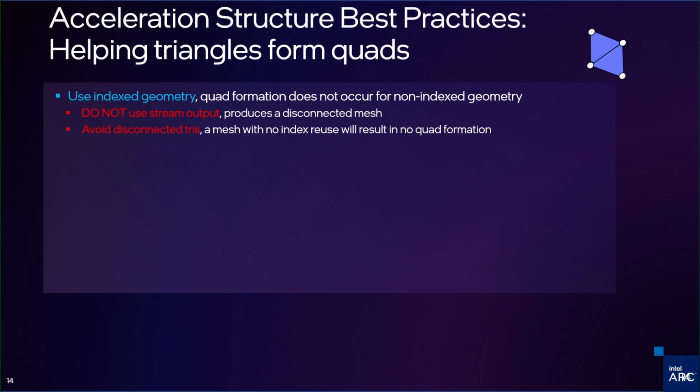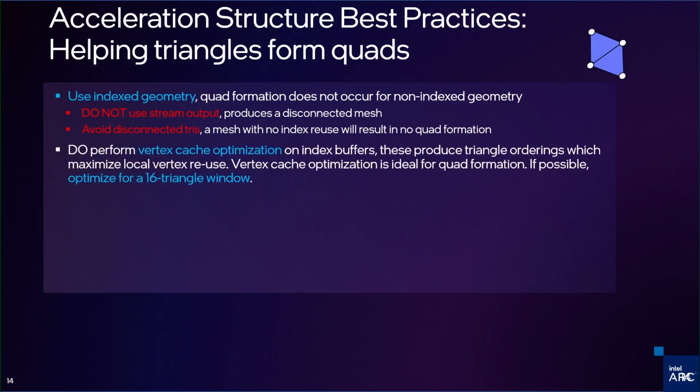And this allows us to use index geometry. When we have the index geometry, we can get this better throughput because we can form these quads. When we can't form the quad, we're still going to push it down as a quad, but we're going to do a degenerate triangle for the triangle on the other side of the edge. Another counterexample here is things like don't use stream output because this produces a disconnected mesh, and just avoid disconnected triangles in general, because if there's no index reuse, you're not going to get any quad formation. You're not going to get maximum throughput of our BVH traversal.